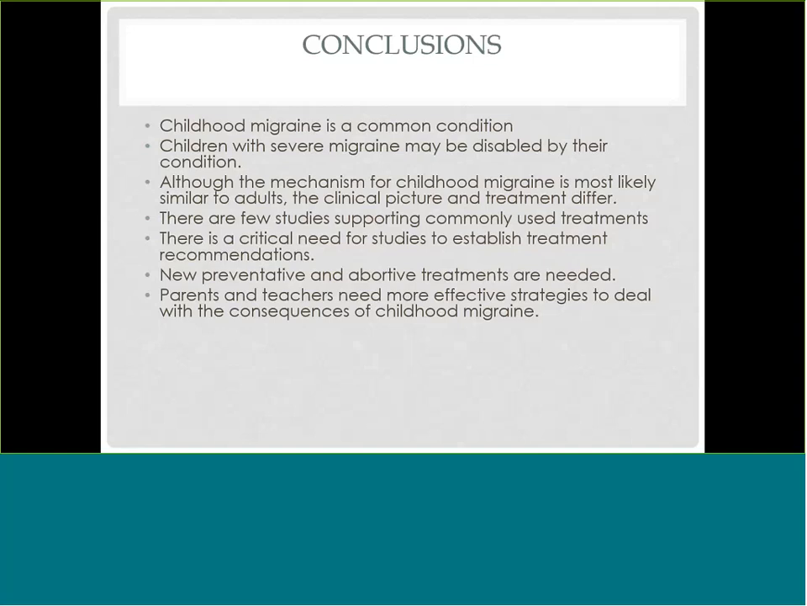The calcitonin gene-related peptide blockers are the first new treatment since triptans for migraine, and they may have a role, particularly in adolescents, but I have to emphasize they're not yet approved for adolescent or childhood use. And parents and teachers are begging us for more effective strategies to deal particularly with the consequences of childhood migraine, particularly the disability associated with this condition. So thank you for attending.